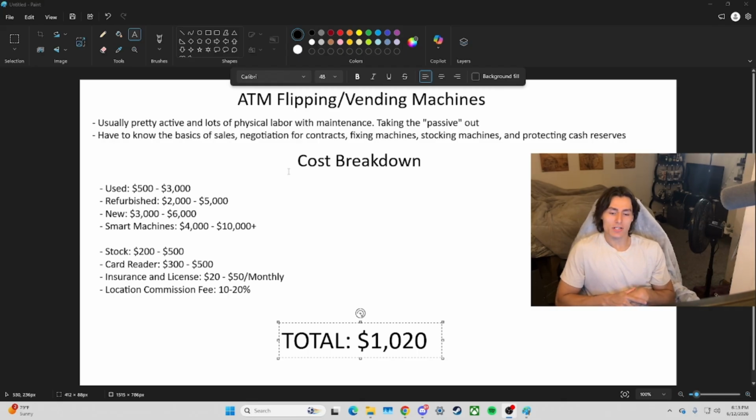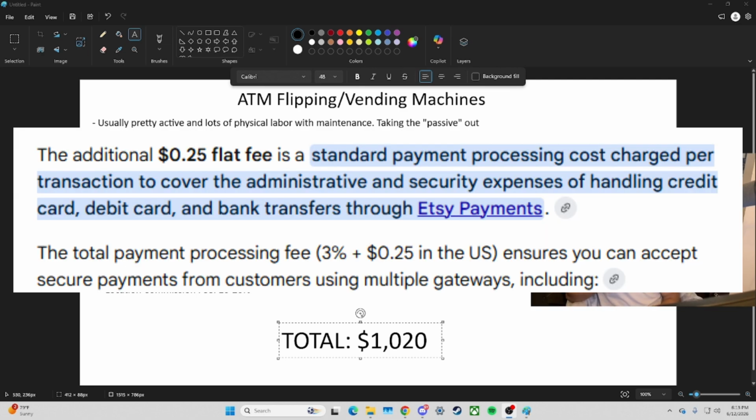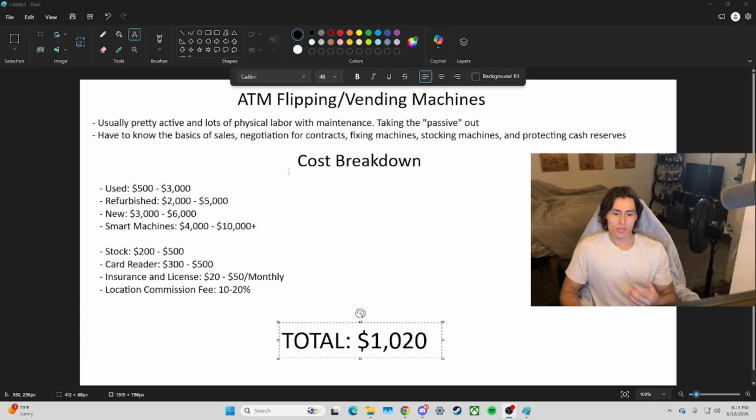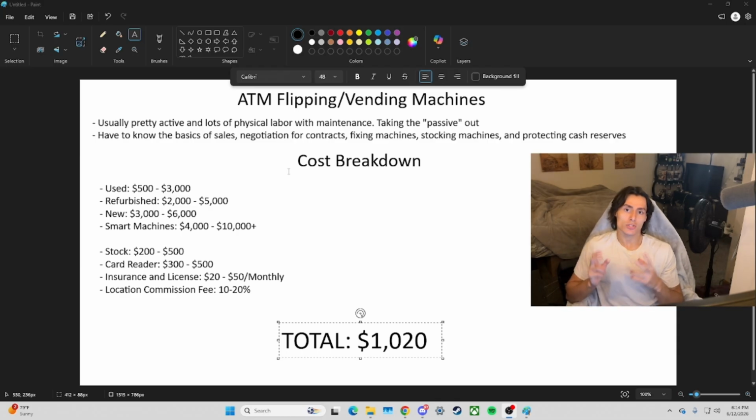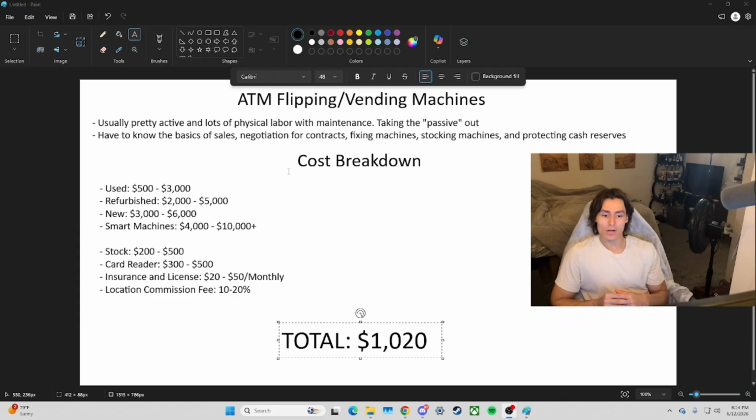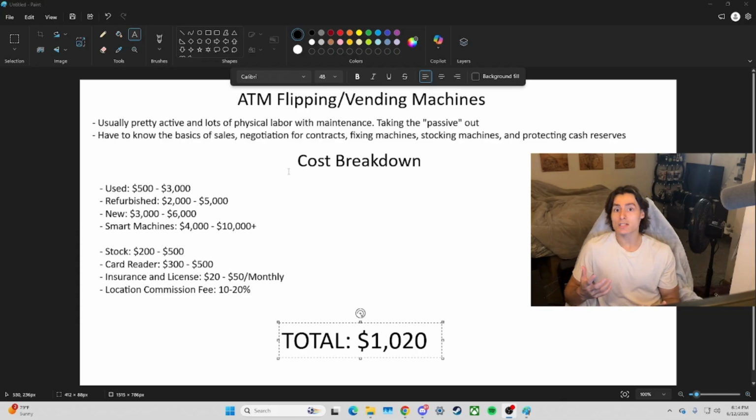To stock the machines, you're gonna need anywhere from $200 to $500. The card reader, so if you want to do tap to pay, Apple Pay, anything like that, will typically run you $300 to $500. And then for the insurance and licensing, just so you're properly registered with the vending machine and it's not stolen property or anything like that, that'll cost you around $20 to $50 monthly, which honestly isn't even really that bad, especially if you're making a decent income from it.